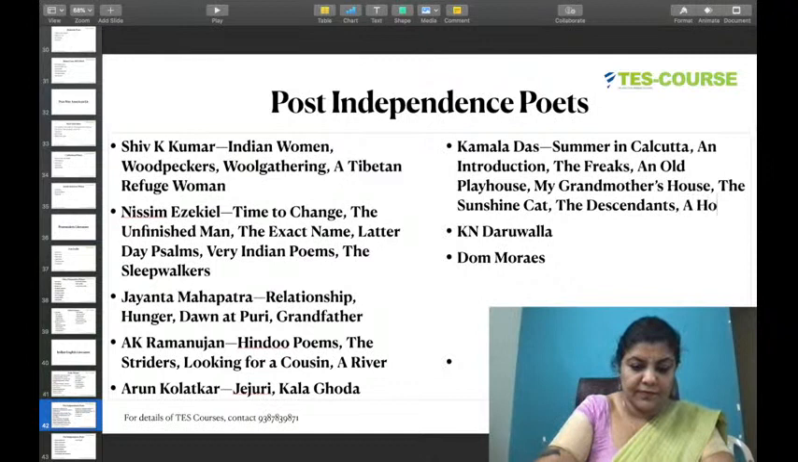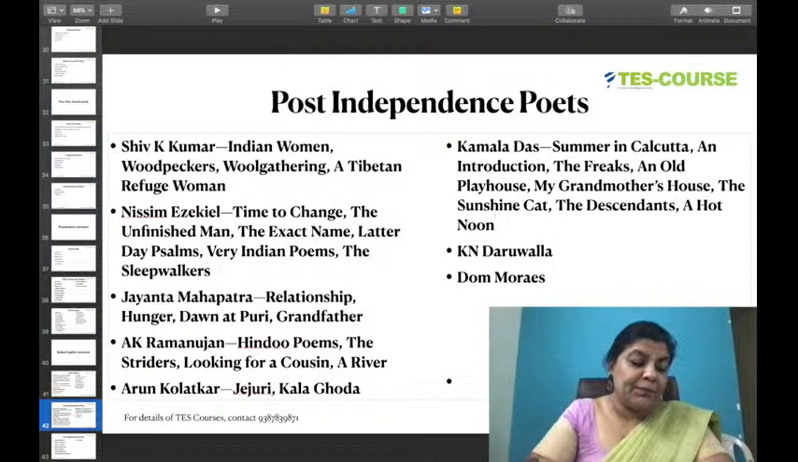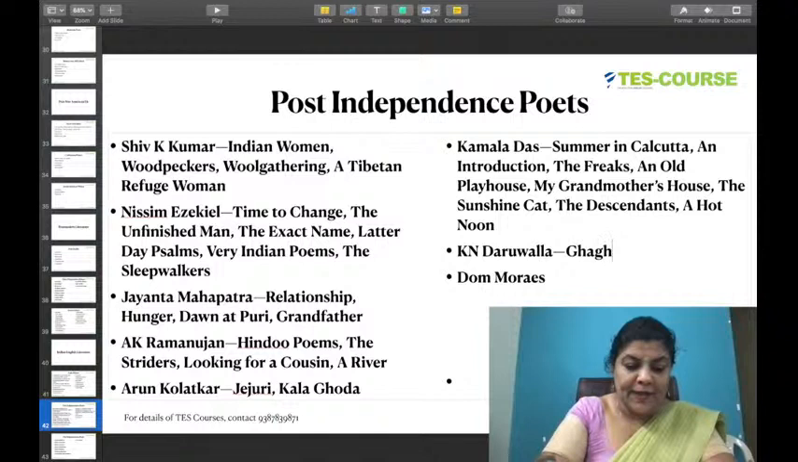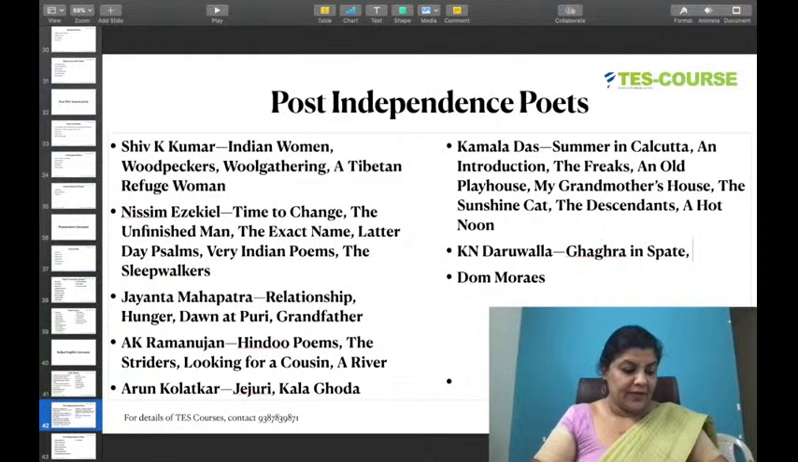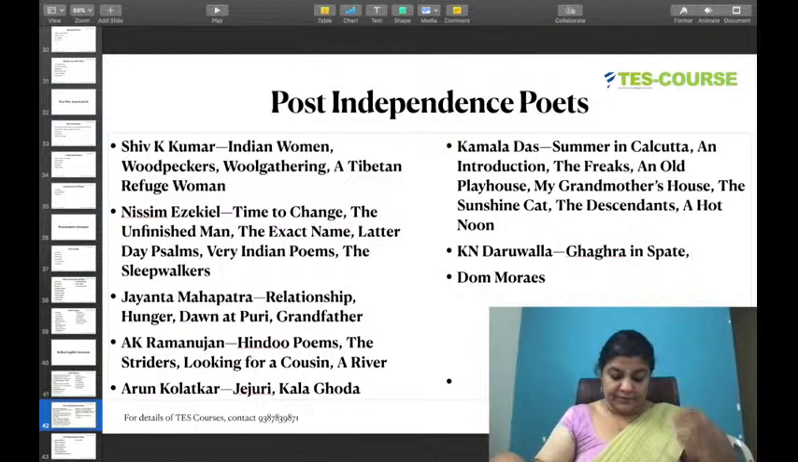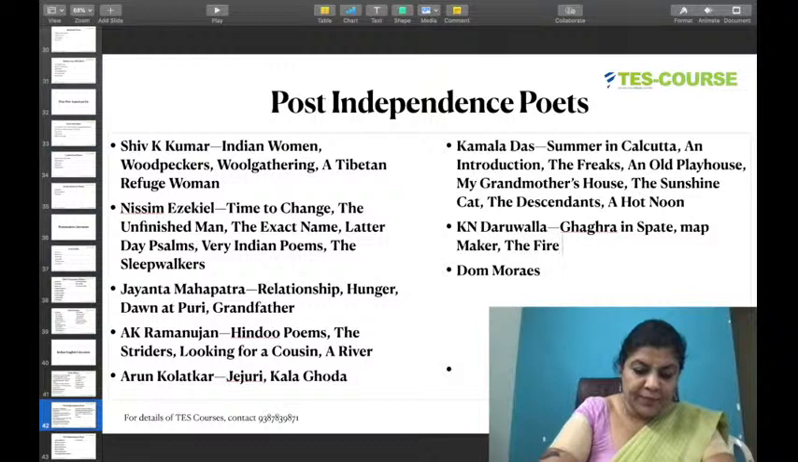And another very important poet is K.N. Daruwalla. Always they ask K.N. Daruwalla's poems. The Ghagra in Spate. Very important. Then Mapmaker, The Fire Hymn, Death of a Bird.